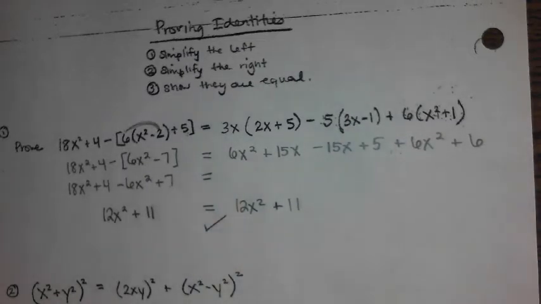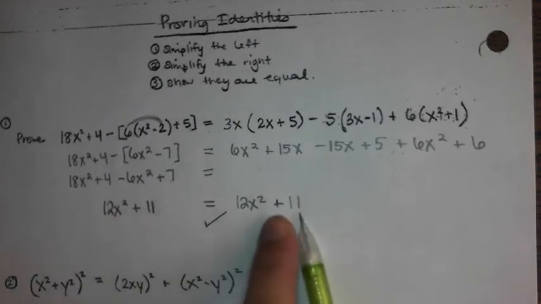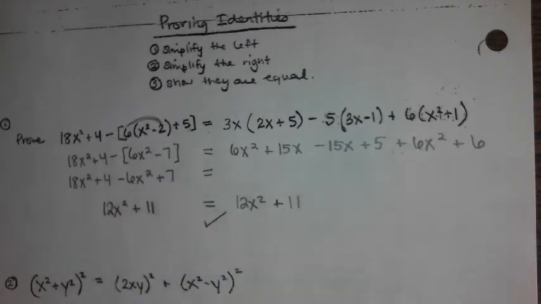With an identity proof, you are literally treating it as two totally different problems, simplifying the left, simplifying the right, keeping your fingers crossed, praying that they're equal, okay? But if you start moving something over, even though if I subtract 11, it will still say 12x squared equals 12x squared, you've subtracted 11 from both sides and assumed that they're still going to be equal, already assuming that they were equal. It's a weird concept. Just don't do it, okay? Never do the same thing to both sides when you're proving.